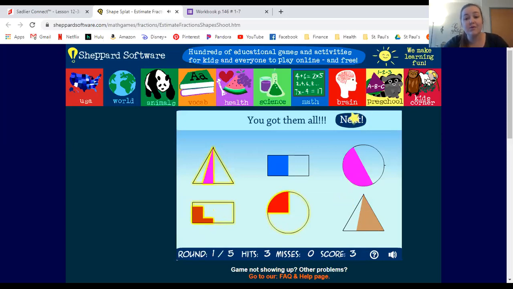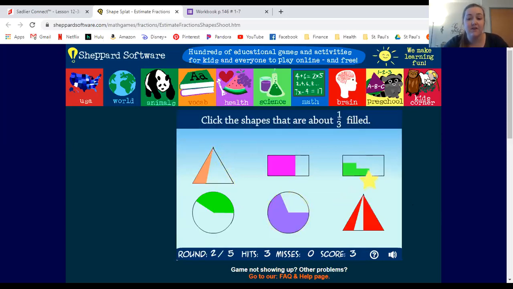So you're just going to go through and just keep going. It's going to have 1/3 filled. So I want you to spend about 5 to 10 minutes playing that game just to give you some practice on estimating. And then what you're going to go ahead and do is you're going to start your homework there.